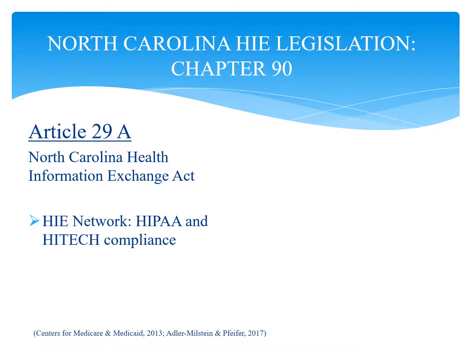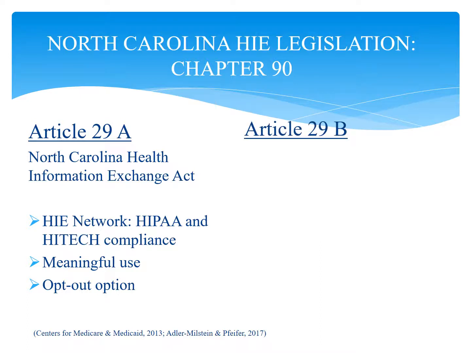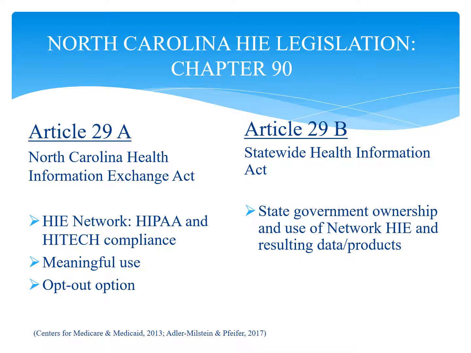29A states that HIE network information may only be exchanged for the purposes of meaningful use as defined by CMS, and mandates that there must be an opportunity for all people to request to opt out of non-mandated health information exchange. Article 29B contains the Statewide Health Information Act that specifies the legislative access to HIE retrieved data collected across the state. Article 29B recognizes that all information submitted and stored through the network is the property of the state of North Carolina, and that any PHI data cannot be used for any other purpose other than the purpose for which it was originally intended.